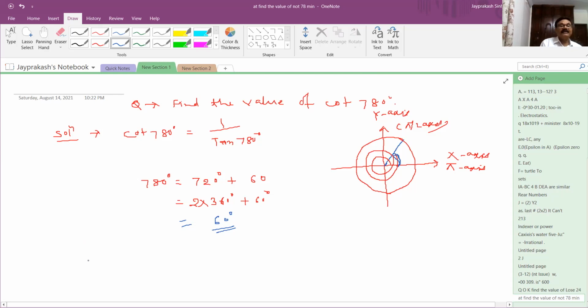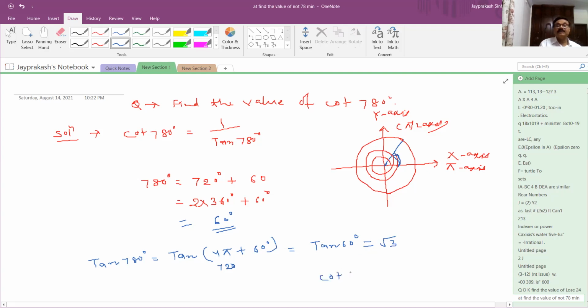You have to find tan 780. It means tan 780 degree is equal to tan of 4 pi plus 60 degree, means tan 60 degree. Okay, 4 pi or 720, you can write either, no problem. What is the value of tan 60 degree? The value of tan 60 degree is equal to root 3. We already know this value.